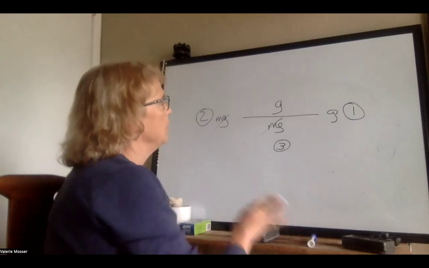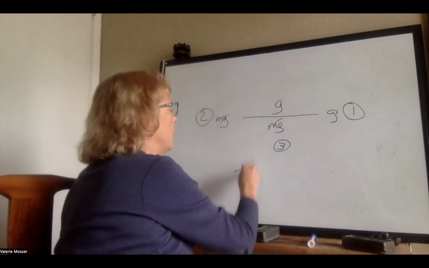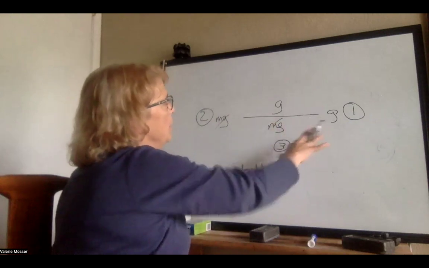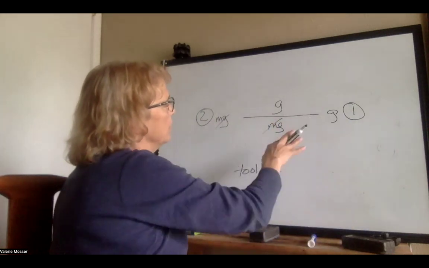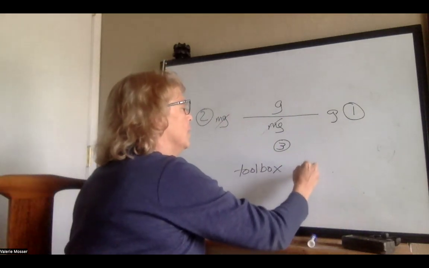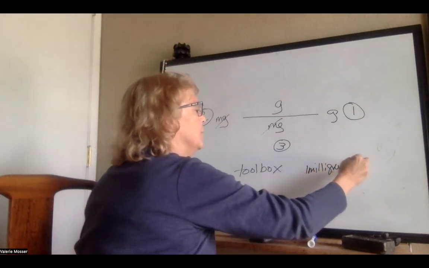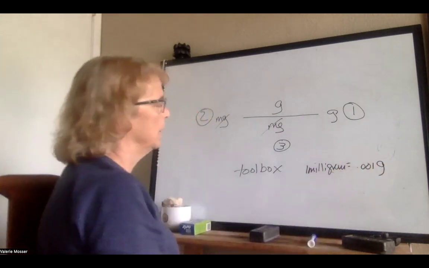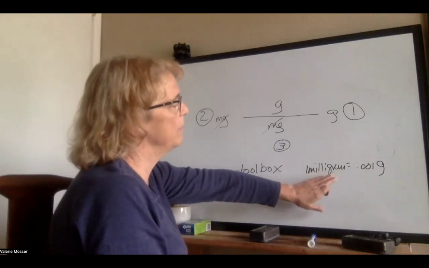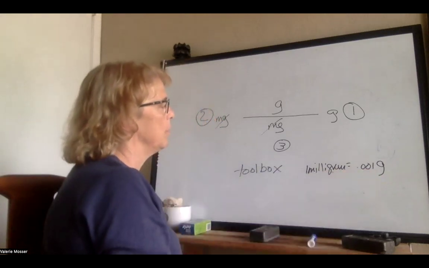And then the last step is you're going to put your numbers in and solve the problem. I call that the toolbox. So your toolbox for a problem like this would be the equality and the conversion factors between milligrams and grams. So 1 milligram would equal 0.001 grams. This would be your toolbox in a problem like this. 1 milligram is 0.001 grams because milli is equal to 0.001.